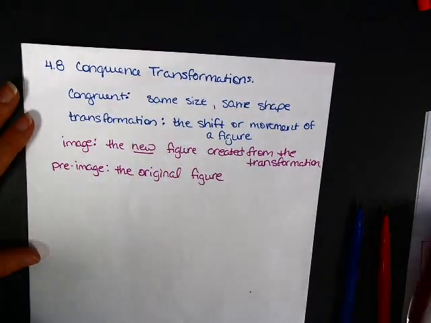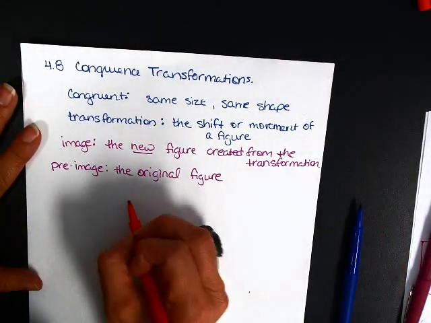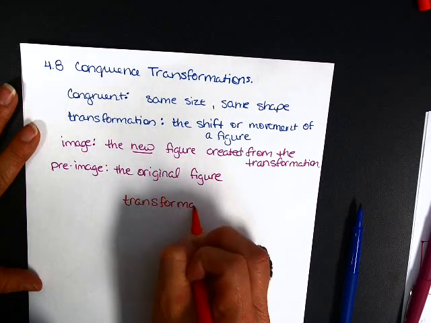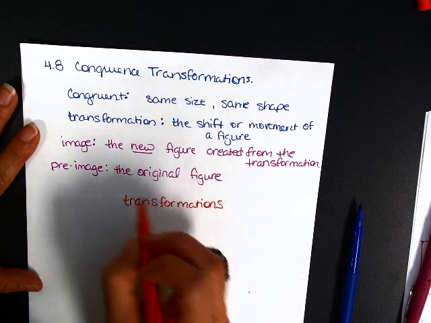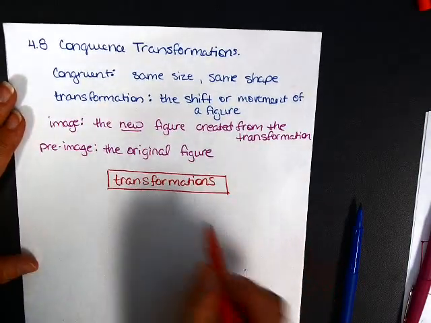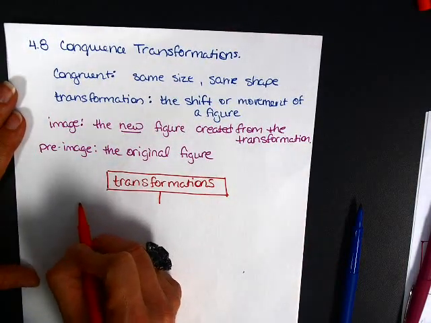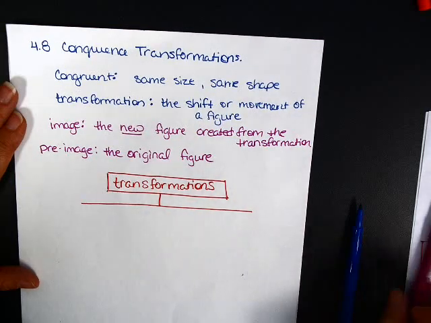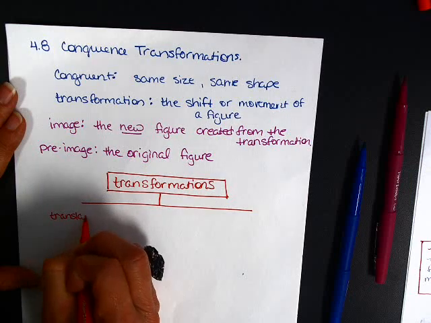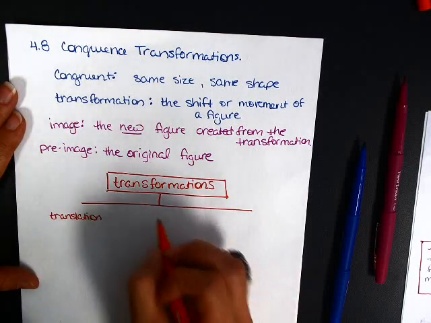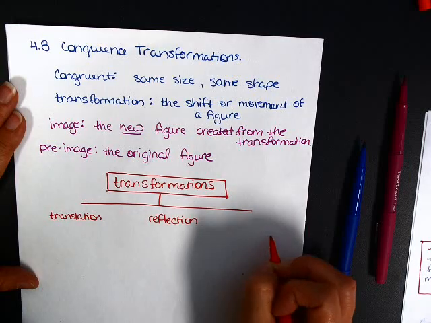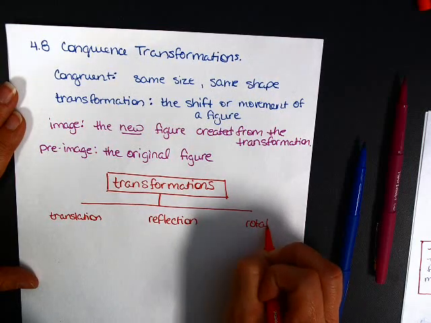All right, I'm going to draw a little diagram called transformations. And from here we're going to branch off into the three different types of transformations I was talking about. The first one being a translation. The second one being a reflection. And the third one being a rotation.